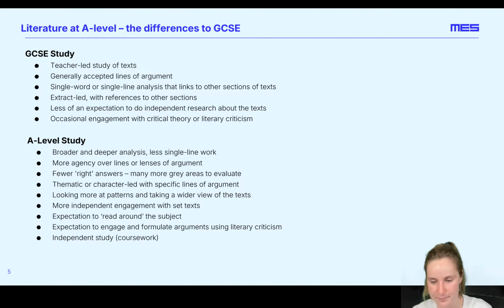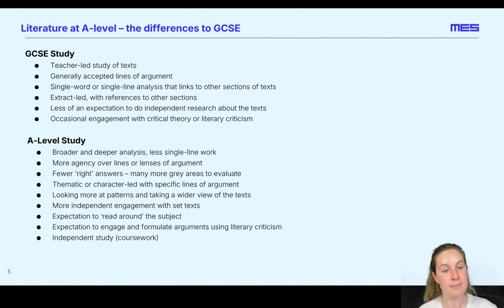And though there is an occasional looking or study of literary criticism at GCSE, so you might have a quotation from Priestley himself, or you might have a quotation about Lady Macbeth's character from a critic, it's very unlikely that you're reading whole books or whole articles about Lady Macbeth or the inspector.